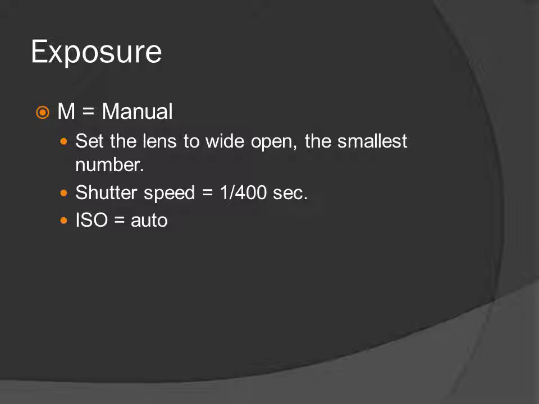Exposure mode. Set the exposure mode to M for manual. Set the lens to wide open, which is the smallest number. Set the shutter speed to 1/400th of a second, and make sure that your ISO is set to auto ISO, so the camera will adjust the ISO level to allow the exposure to be correct for the aperture and shutter speed you set.